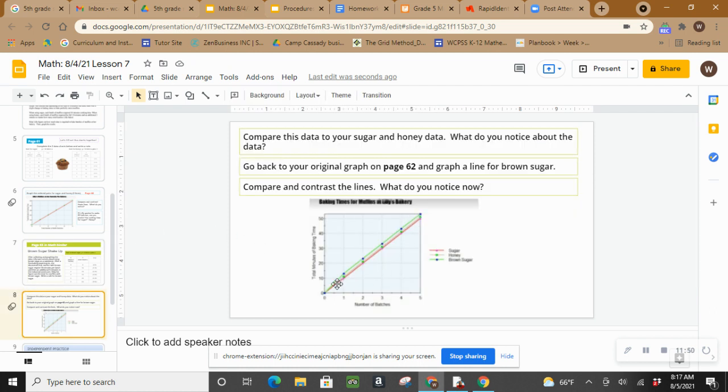Then when you finish, graph it. Now you should have that on the same graph. Go back to page 62 to graph brown sugar, and you should have a new line going up a little more for brown sugar. So go ahead and do that, and it should look like that.